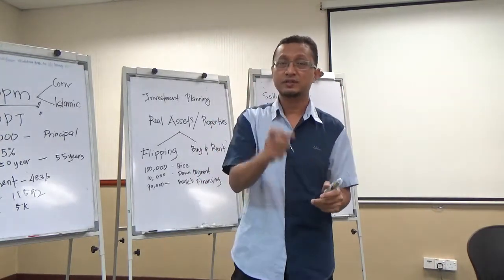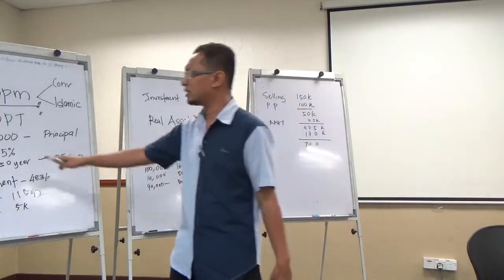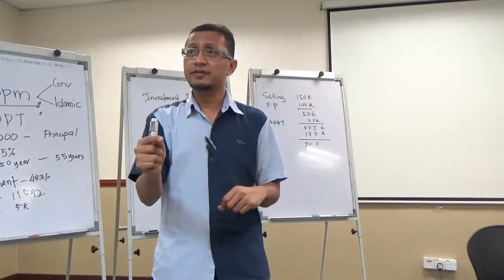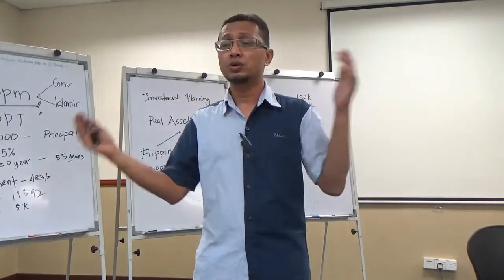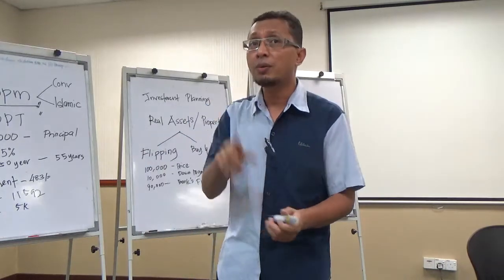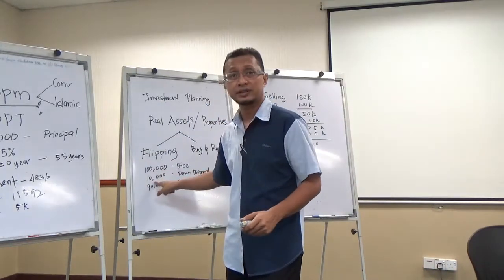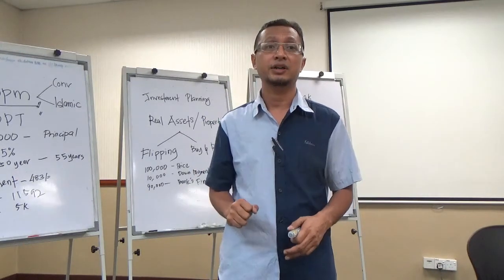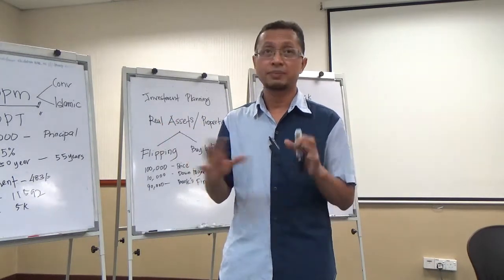Sometimes the reserve price. Let's say the reserve price is 100,000. If the reserve price is 100,000, but when you go to the auction the price goes up to 150,000, then you need to top up your deposit. Not anymore 10,000, it becomes 50,000. So you need to be ready with that extra 5,000. Some people do not know this.